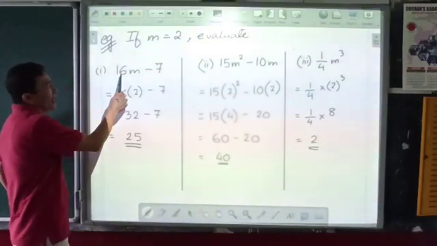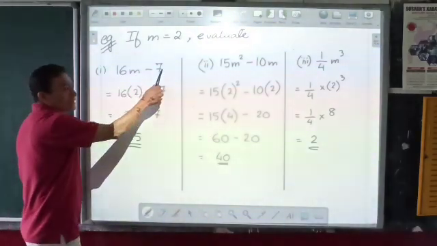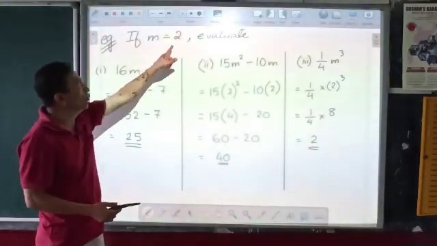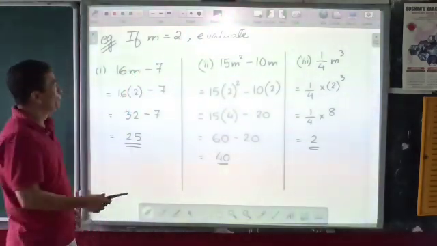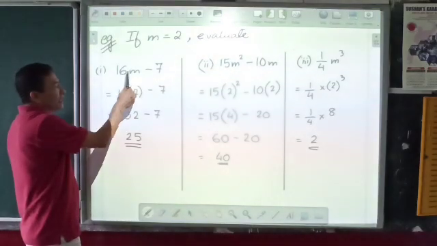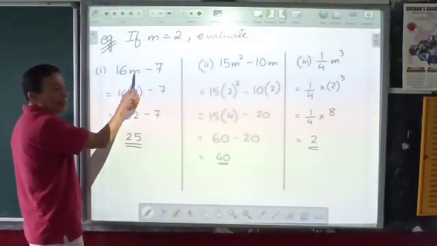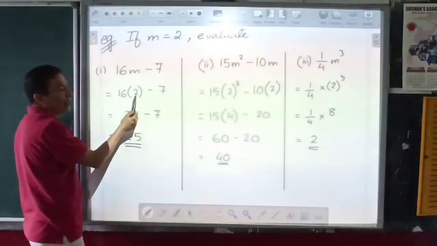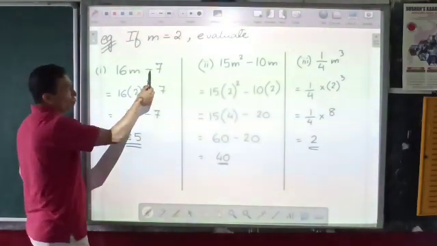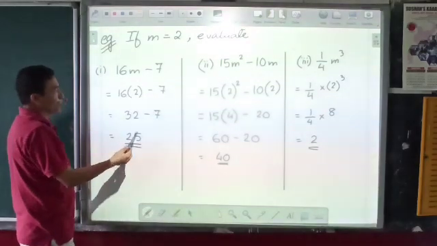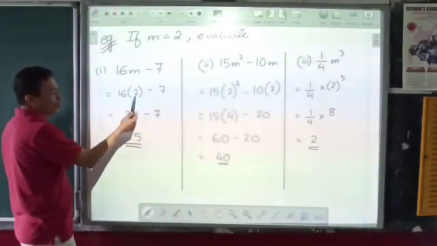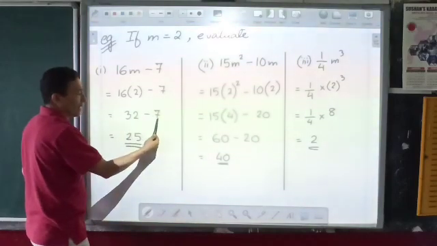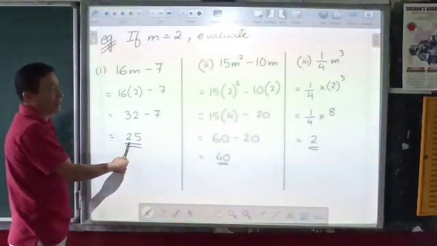The first one is 16m minus 7. Now all I have to do is substitute m with the number 2. 16m means 16 multiplied by m, and m is equal to 2. So I can write it as 16 multiplied by 2 minus 7. Now when I multiply, 16 into 2 will give me 32. So minus 7, 32 minus 7 will give me 25.